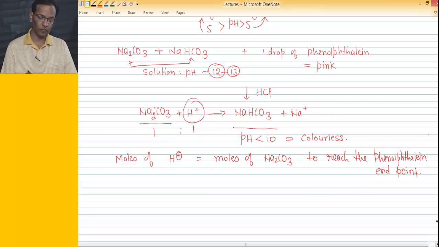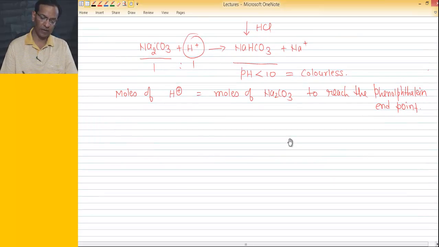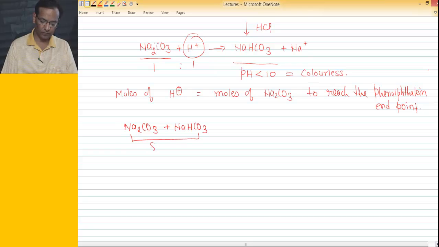Now, suppose we have added methyl orange indicator, not the phenolphthalein indicator. Then what will happen? Now, we have a mixture of sodium carbonate and sodium bicarbonate in solution, and as we have already said, the pH will be greater than 12.